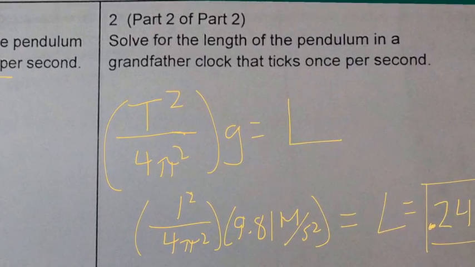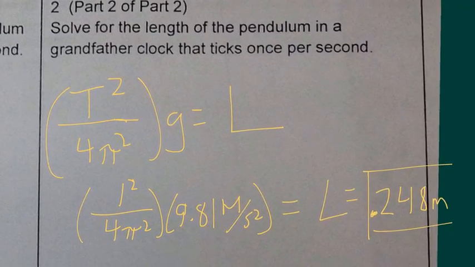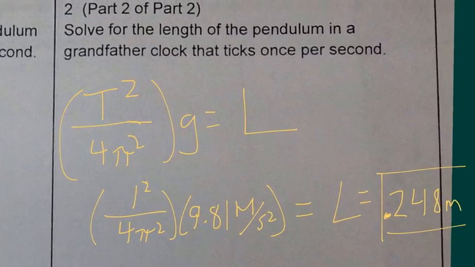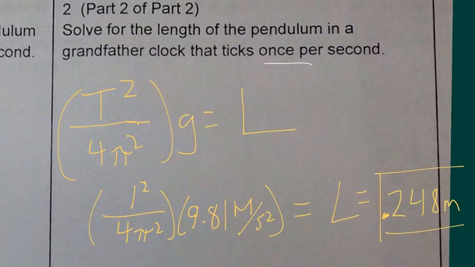When you then use that equation, you plug in your numbers here. We have once per second. That's the key thing there, once. And so we take that 1 and we plug it in here.